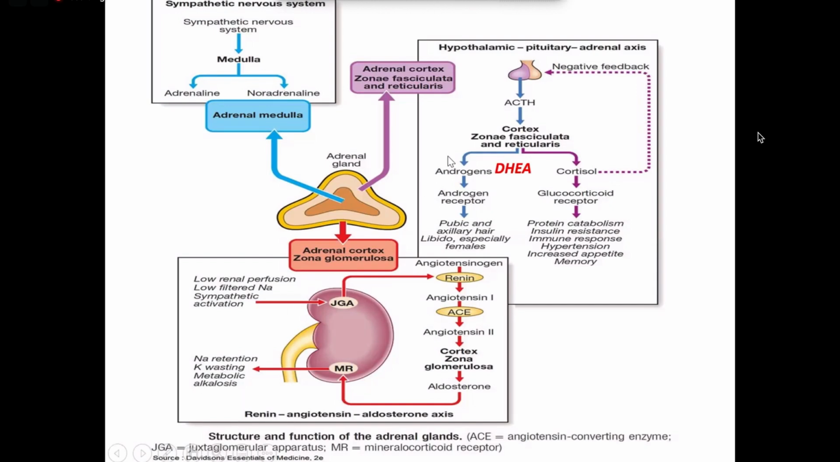The other two layers of the adrenal cortex, the fasciculata and reticularis, are under the control of the hypothalamic-pituitary-adrenal axis. So ACTH has a direct effect on both the fasciculata and reticularis, which secrete cortisol and androgen.